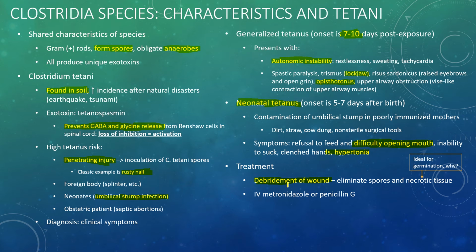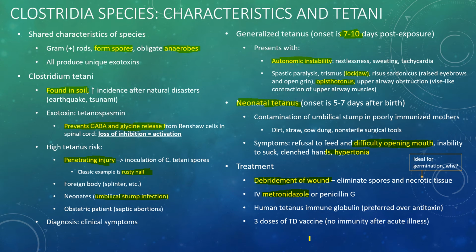You also give IV metronidazole or penicillin G. Remember, metronidazole is always very good against anaerobes, and penicillin G will cover the cell wall in the anaerobe as well. Remember, it's gram-positive, so it has peptidoglycan. Penicillin G will take care of that. Treatment also includes human tetanus immune globulin. This is preferred over the antitoxin. So in the U.S. and first world countries, we're going to use immune globulin to handle the tetanus, in addition to debridement and antibiotics.